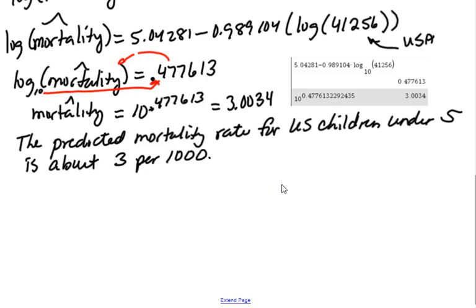In the next video, then, we're going to look at another example that uses a slightly different transformation.